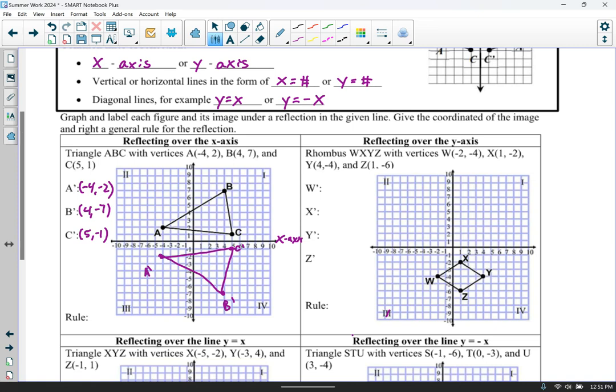Now, what do you notice? What do you notice as we reflect over the x-axis? What happens to the coordinates of A, B, and C as they become A prime, B prime, and C prime? What I notice is nothing changes with the x-coordinates, but the y-coordinates change. Their sign changes. They become negated.